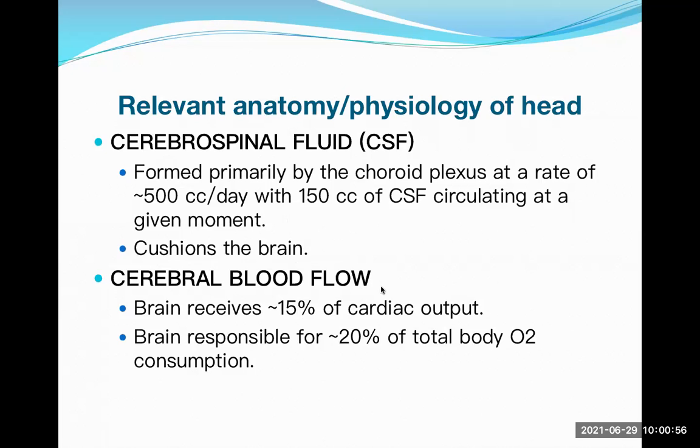Now, a bit about cerebral blood flow. The brain receives 15% of the cardiac output at a given time, and the brain is responsible for around 20% of the total body oxygen consumption. So this is one of the most important organs, which consumes a lot of oxygen. And if somebody is hypoxic, if there is no oxygen supply to the brain, in 4 to 5 minutes there is death of the cerebral neurons. In many textbooks, it is written around 4 minutes or 4 to 5 minutes.